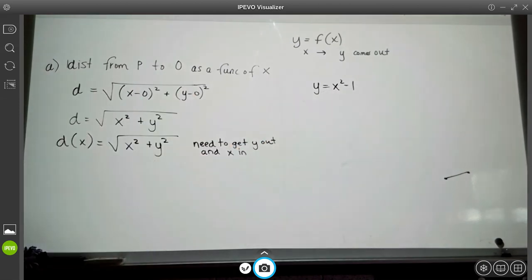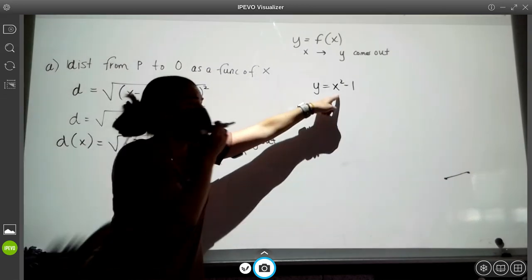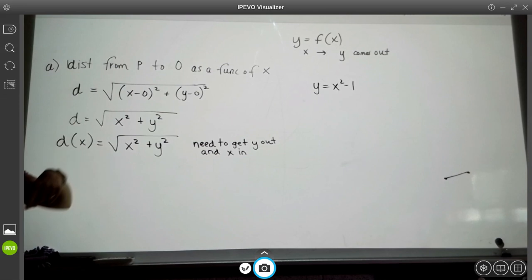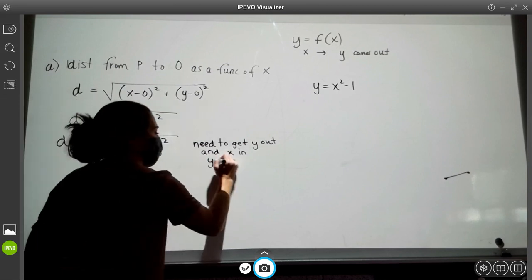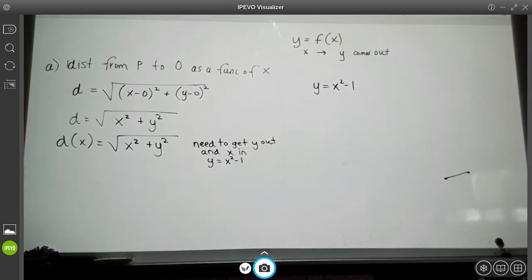And since that point P is a point on that distance formula and on that parabola, it's a buildable relationship. So now since we know what y is equal to in terms of x, we can plug that in and get y out. So we're going to use the relationship y equals x squared minus 1. It's awesome when they give you a pre-made relationship. Sometimes you have to build your own relationship between x and y.